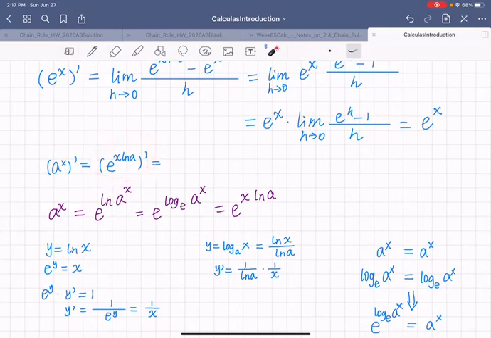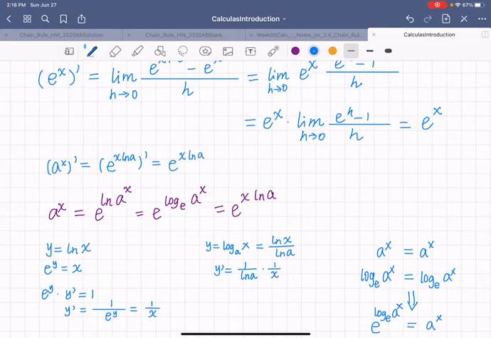Let's do the derivative for here. Based on this, the derivative is this. How do we write this down? As the limit as h approaches 0. This is going to be e to the power x times ln a, right?